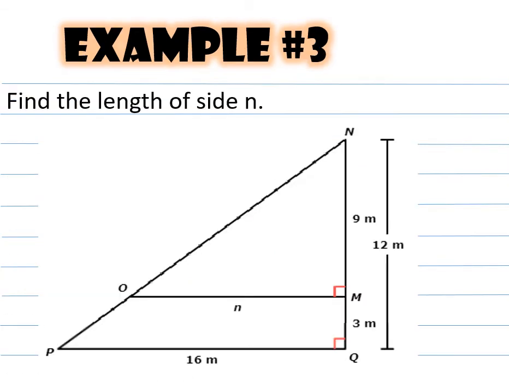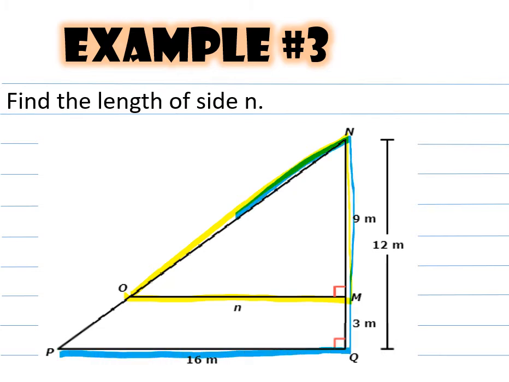Example number 3. Find the length of side n. So a lot of kids get really confused here, and I want you to observe that there are two triangles here. Here is one triangle, and then we've got a second triangle right here. It's overlapping. So there's two triangles, a yellow triangle and a blue triangle.